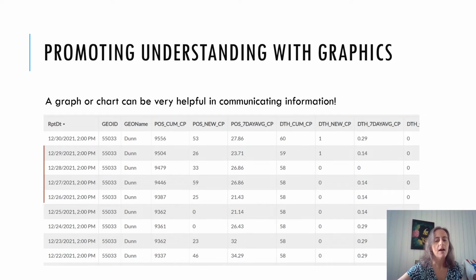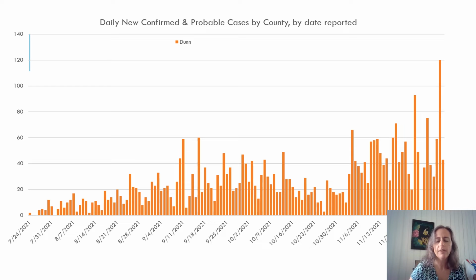So if we look at the data, for example, that you all saw for COVID for Dunn County, there's an incredible amount of information here, but just looking at it in this format is not particularly helpful. So perhaps I want to try to represent it graphically in order to demonstrate some of the meaning behind that. One thing I could do is create a bar chart of the number of new cases diagnosed per day. And so this is a bar chart of exactly that.